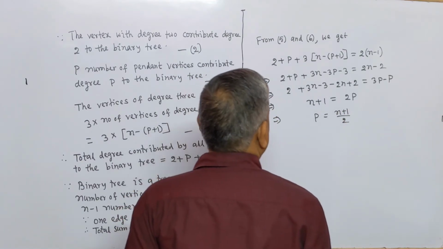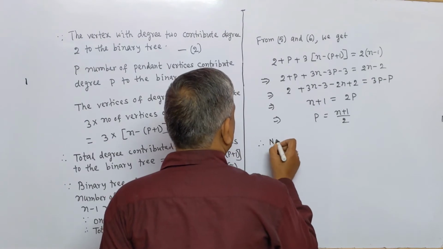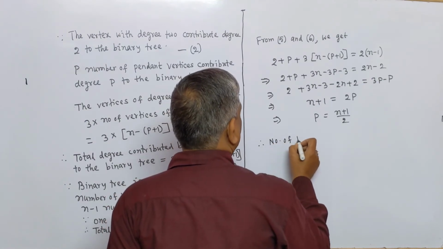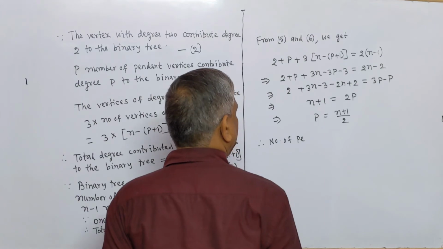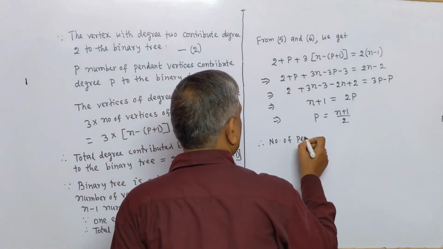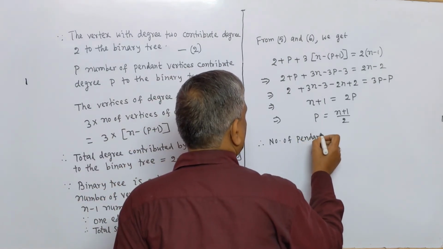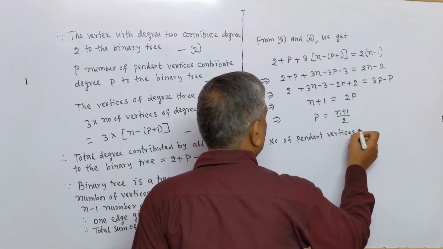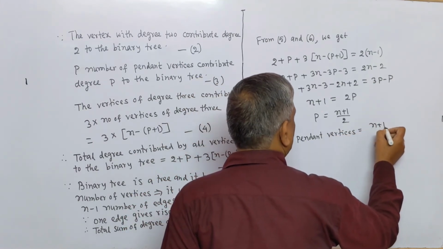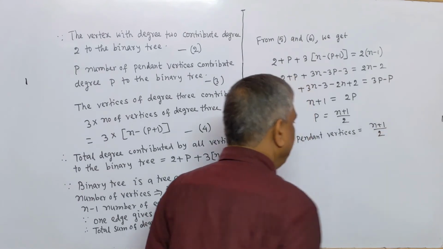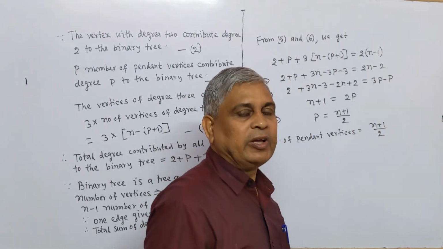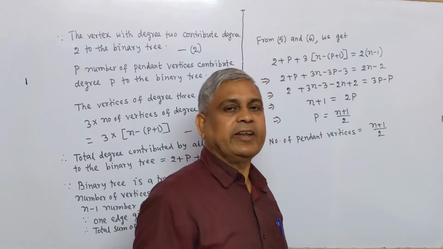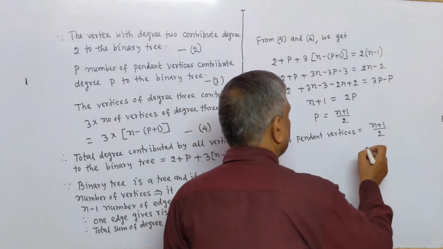Therefore, the number of pendant vertices, p being the number of pendant vertices, is equal to n plus 1 by 2, where n is the total number of vertices in the binary tree. Proved.